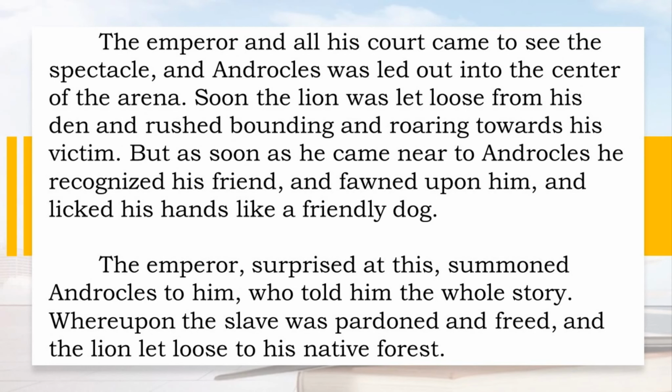The emperor and all his court came to see the spectacle, and Androcles was led out into the center of the arena. Soon the lion was let loose from his den and rushed bounding and roaring towards his victim. But as soon as he came near to Androcles, he recognized his friend, and fawned upon him, and licked his hands like a friendly dog. The emperor, surprised at this, summoned Androcles to him, who told him the whole story. Whereupon the slave was pardoned and freed, and the lion let loose to his native forest.